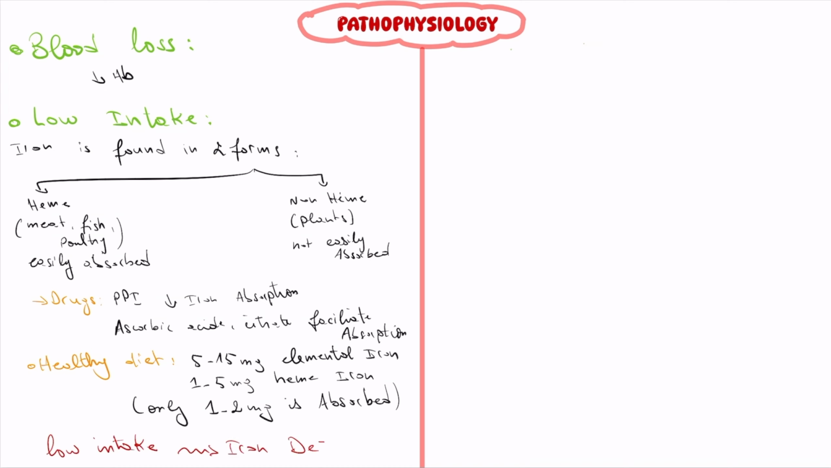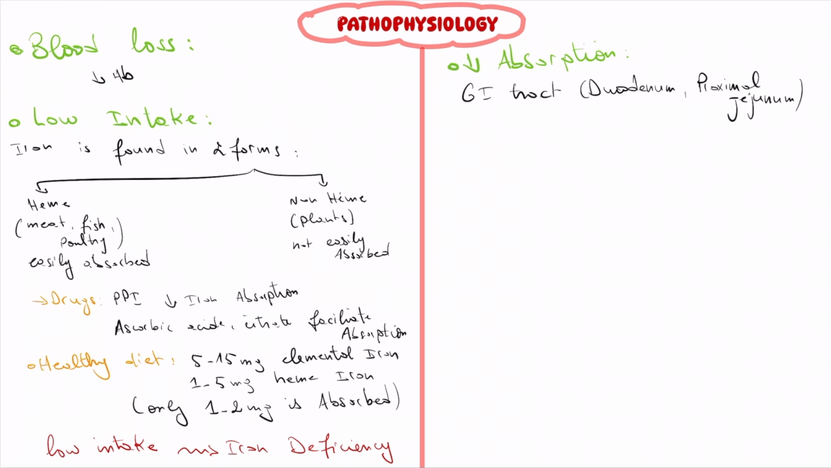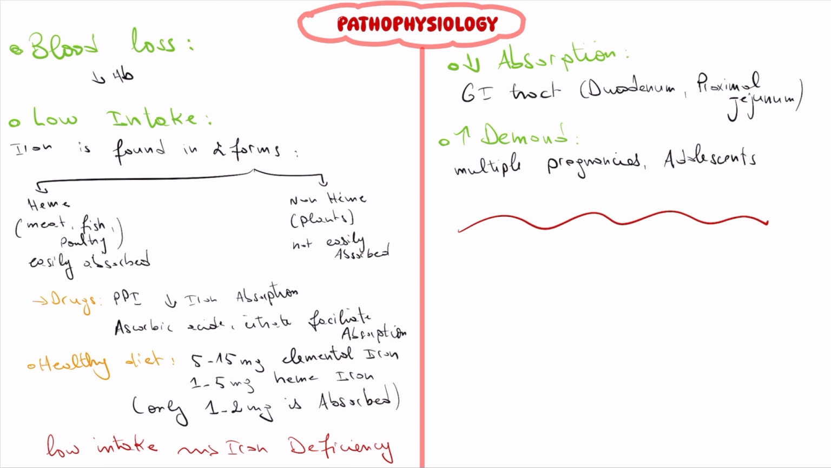We also have decreased intestinal absorption in the GI tract, mainly the duodenum and the upper jejunum. An increased demand, an increase in the need of iron, for example, in multiple pregnancies and adolescents. Low iron leads to low hemoglobin since it's a key component.